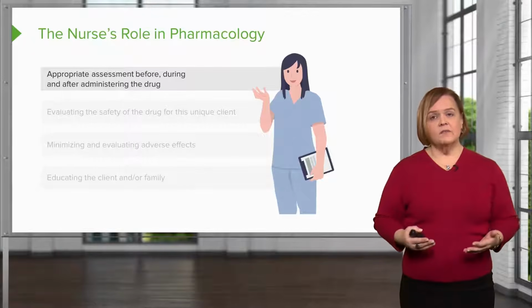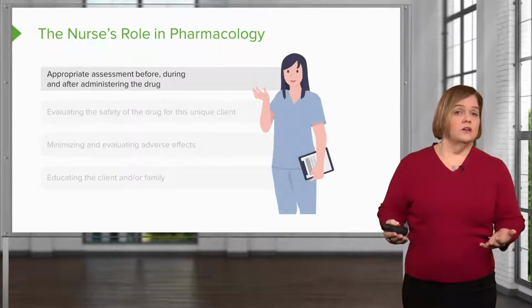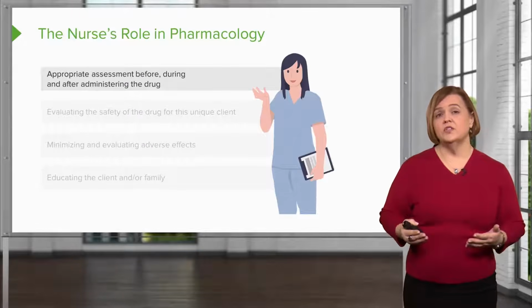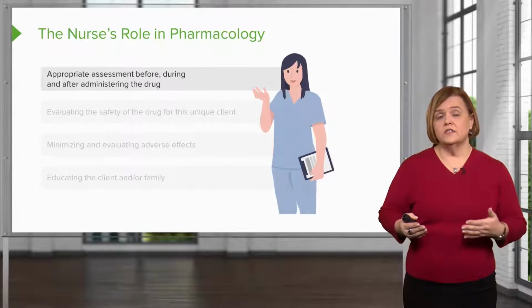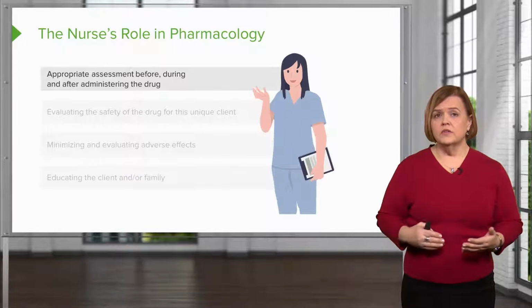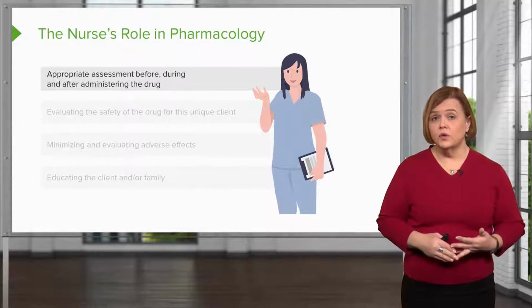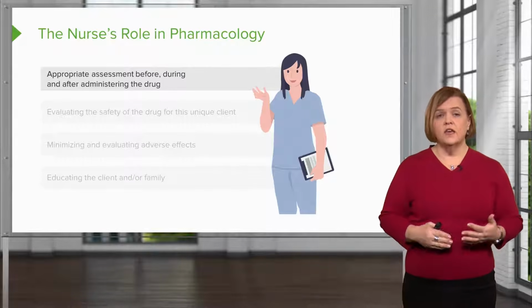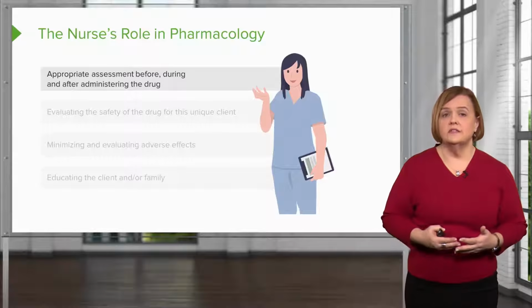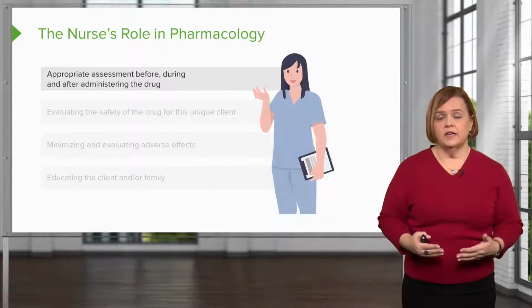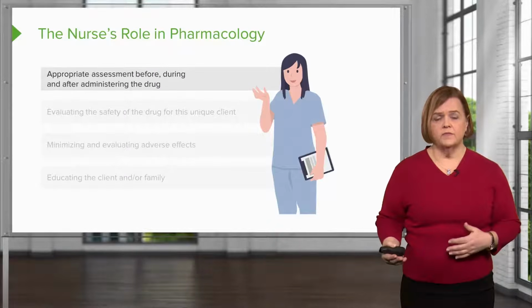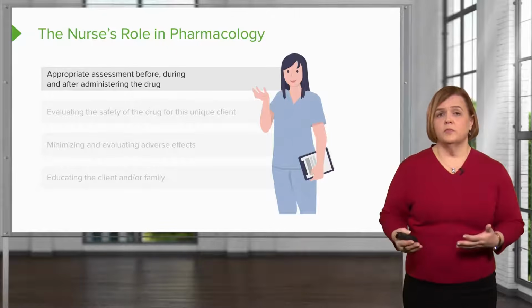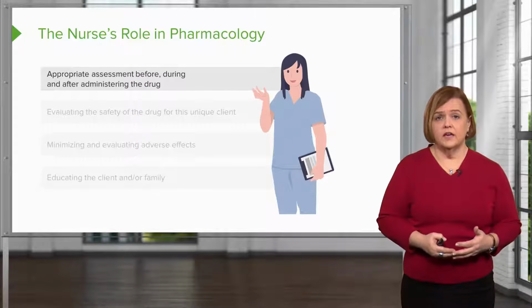Well, if I'm going to give a medication like, let's say, digoxin, that's a medication that directly decreases your heart rate. So it'd be really important that I take your blood pressure and your pulse before I give that medication. The general rule is if your pulse is less than 60, then I would hold that medication and contact the healthcare provider. So that's just one example of appropriate assessment before you give the medication.